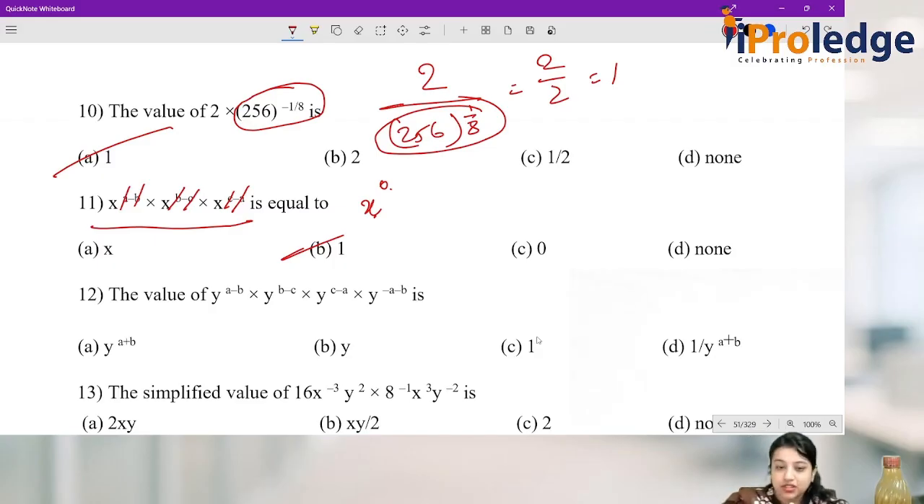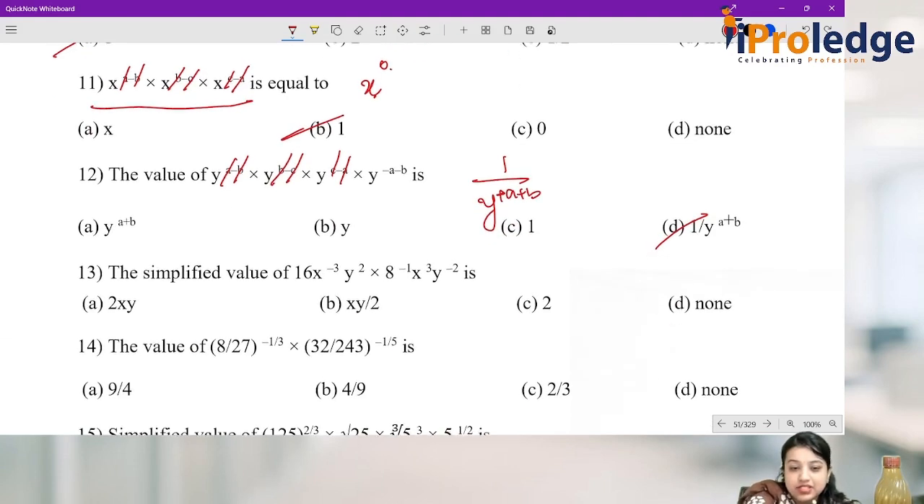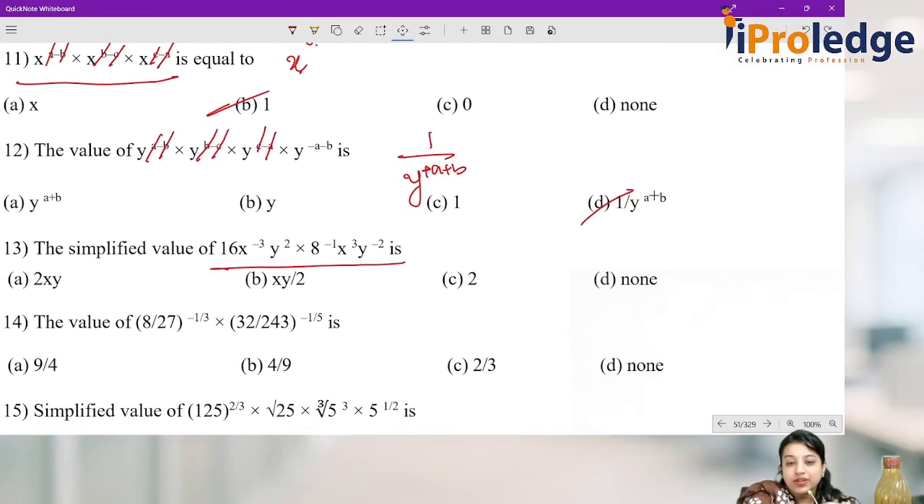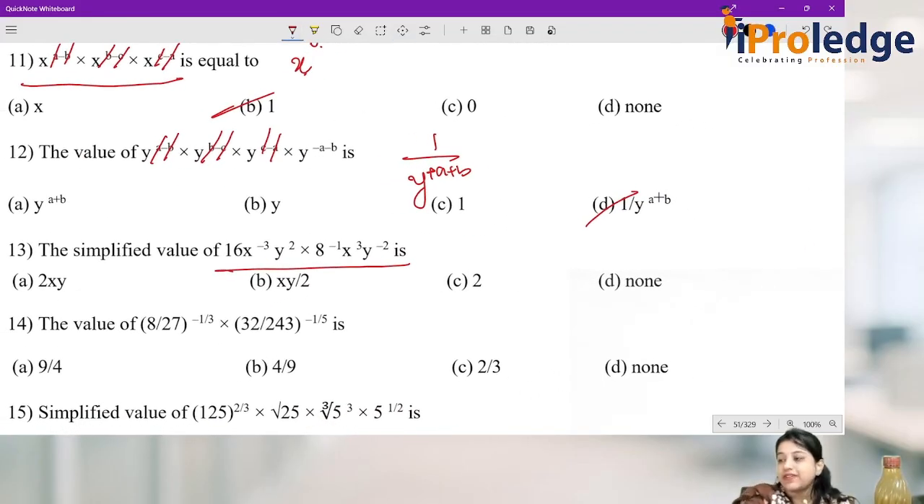So say 12, do it. Plus a minus b plus b plus c minus c, 1 divided by y to the power plus a plus b. Next, take all the positive powers in the numerator and bring negative powers to the denominator. Do it.